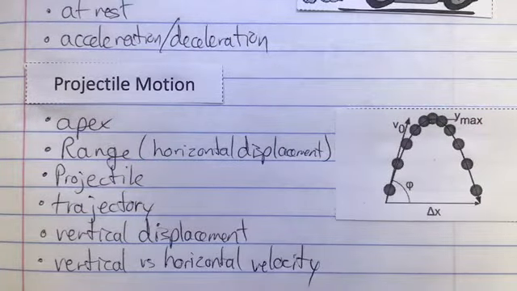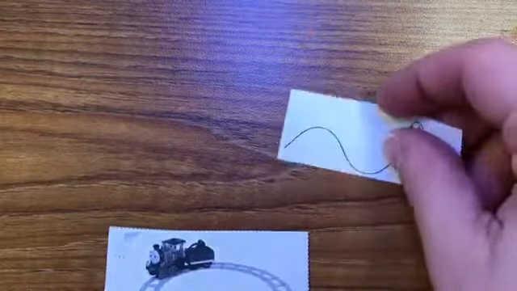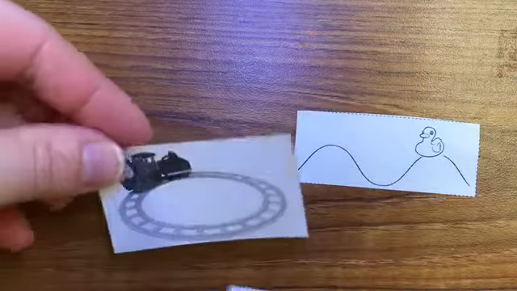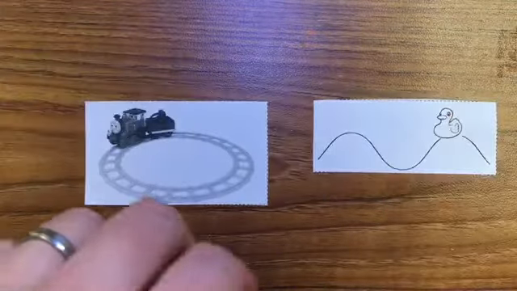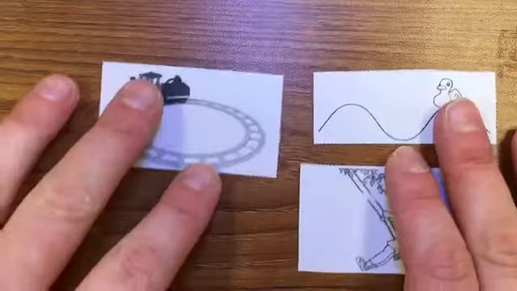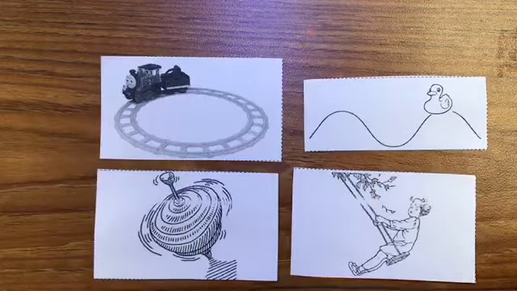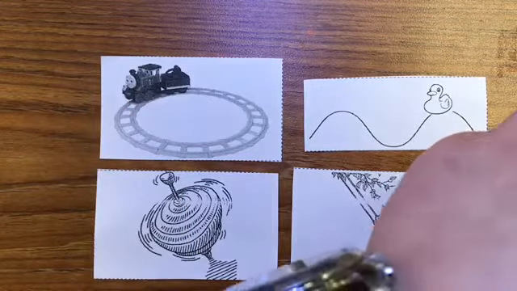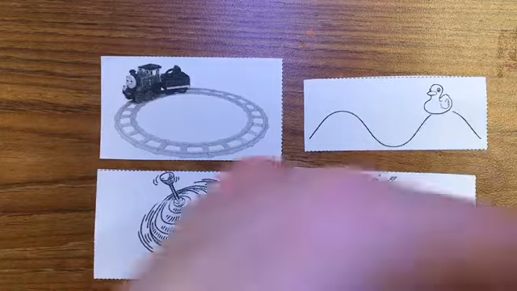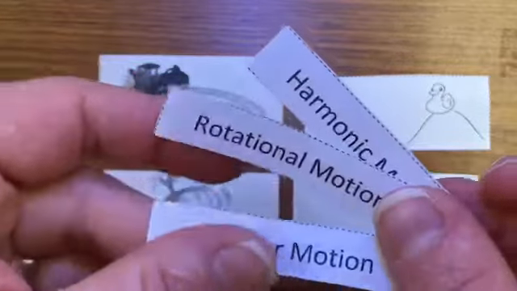So let's look at the cards that are left. We've got a picture of a duck on a wave, a little train going around on a circular track, a girl swinging back and forth in a swing, and a top spinning around. We've got 4 more descriptions left, so let's see if you can match those descriptions.